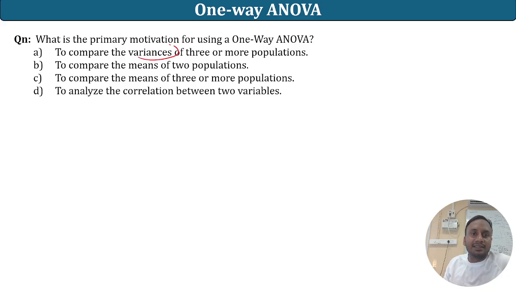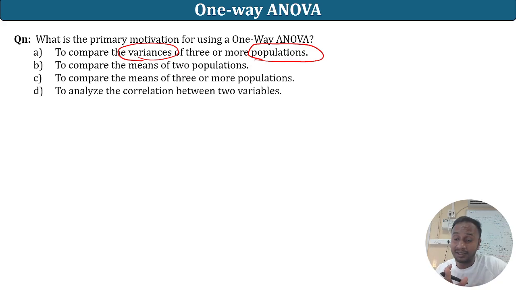To compare the variances. Don't get confused. When we talk about the population, it should be the mean itself. The idea is to compare the means, not the variances. The variance is the method to go for the conclusion. We comment on the mean of the population, not the variances of the population, because in any hypothesis testing, that is the idea. So the answer will be C.